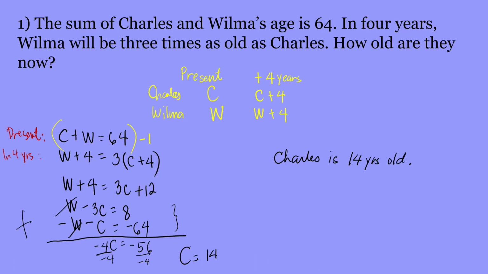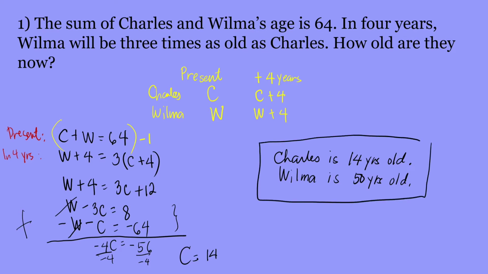Now, the sum of their ages is 64. So, if the sum of their ages is 64 and Charles is 14, therefore Wilma is 50 years old. So, Wilma is 50 years old. So, these are our final answers.